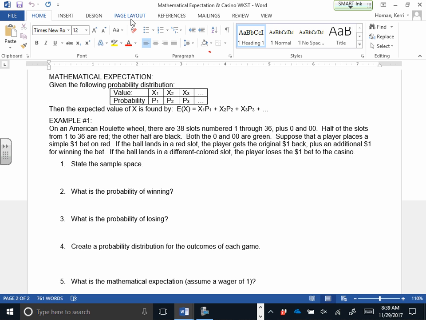And then to actually calculate the expected value of the game, we are going to take the probability times the value for each scenario and add them together. So for any game, I'm going to ask you for the probabilities of each situation. Go ahead and read through example 1, this roulette situation here.